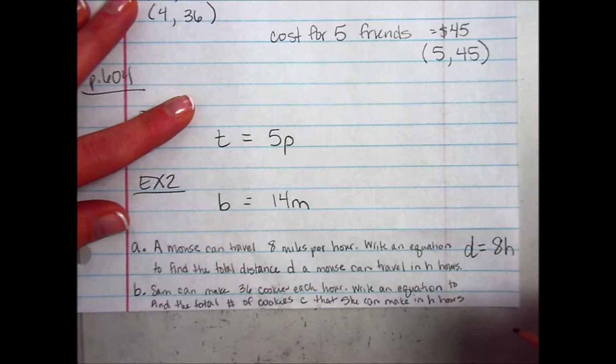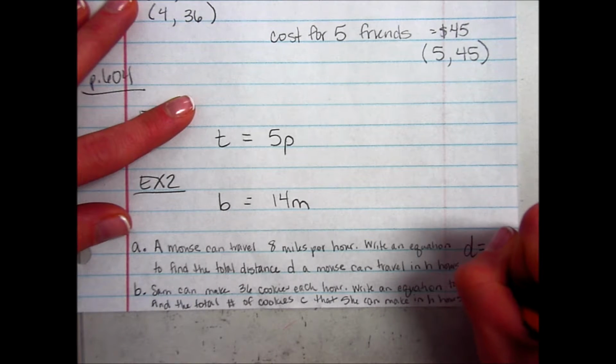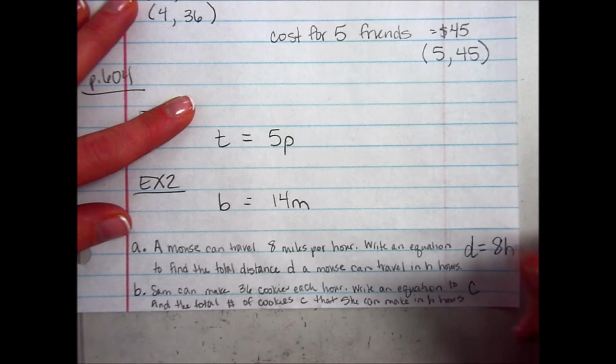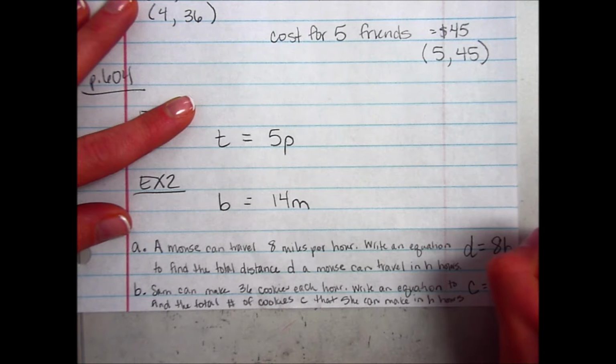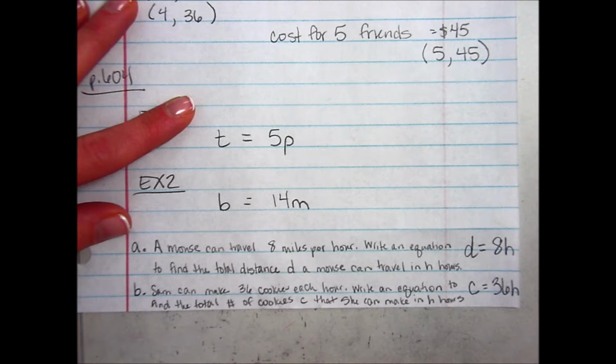Hannah. H equals 36C. Well, remember, it's the number of cookies. It will be your total. So you're really, really close. The number of cookies that we can make in 36 hours. So you were really, really close.